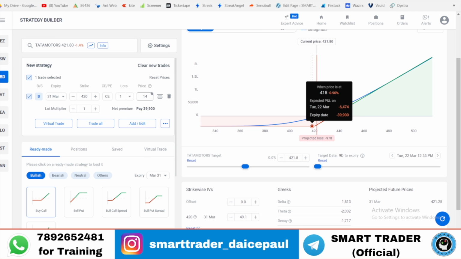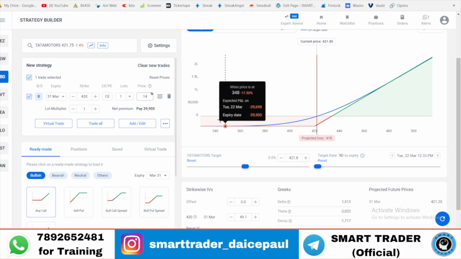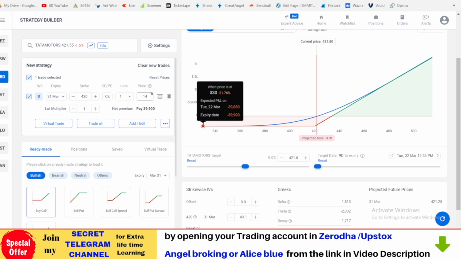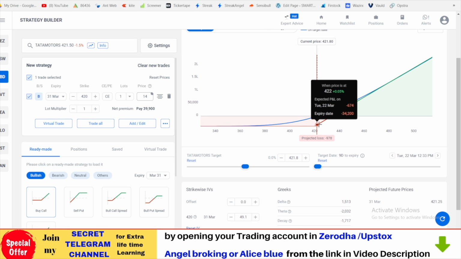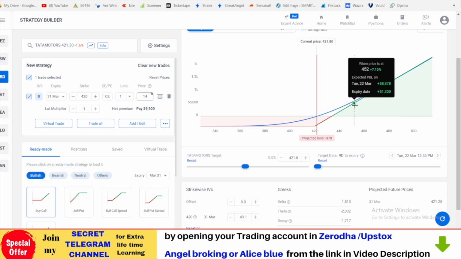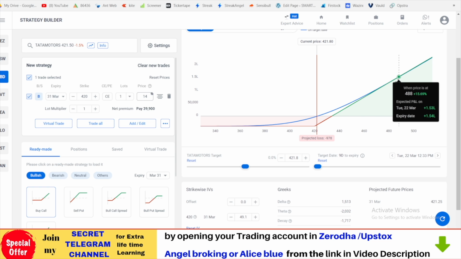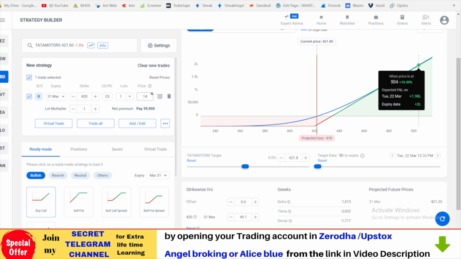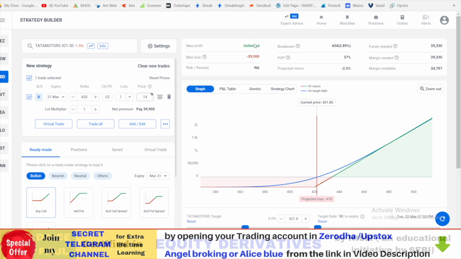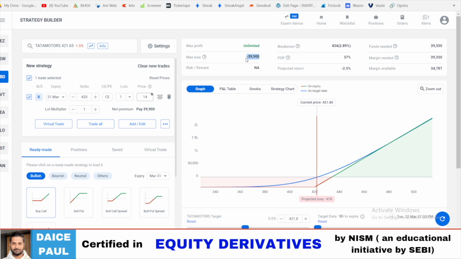So let's say if the stock goes down a little, 6,000 loss, but on the last day of expiry you lose 39,000. Max to max you lose 39,000. No matter if the stock falls 20%, you lose only 39,000. But let's say the stock goes up 20% here, you are making how much? 1.8, 1.9, 2 lakhs, so much. So this is what they are saying: unlimited profit, limited loss.